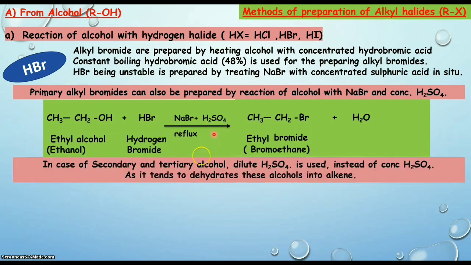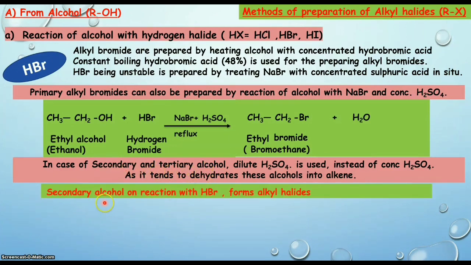Here is the example of secondary and tertiary alcohol. In case of secondary and tertiary alcohol, dilute H2SO4 is used instead of concentrated H2SO4, because concentrated H2SO4 dehydrates these alcohols into alkene. So we have to use dilute H2SO4 for the case of secondary and tertiary alcohol.